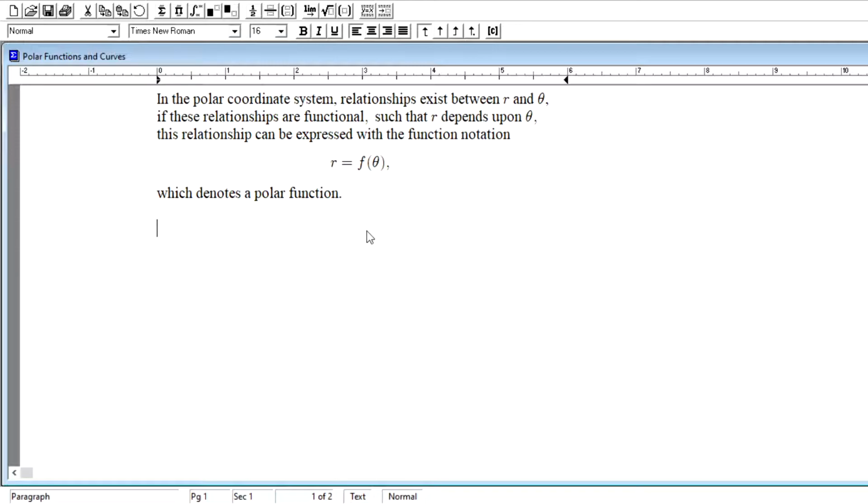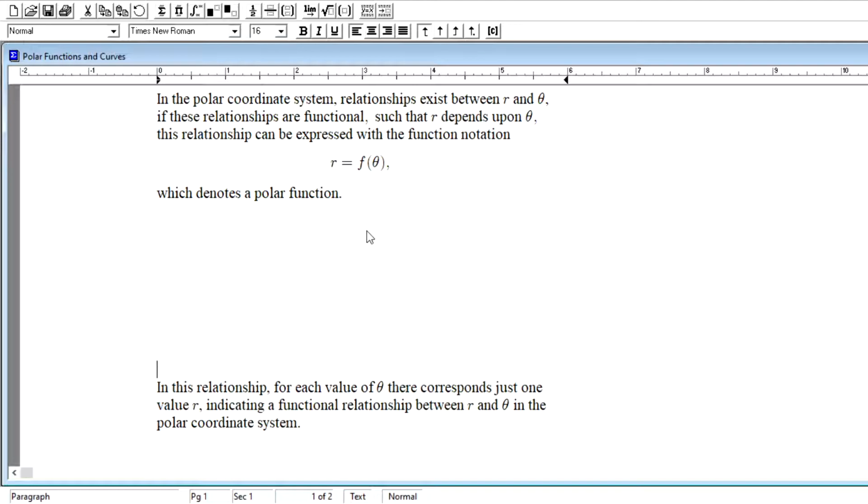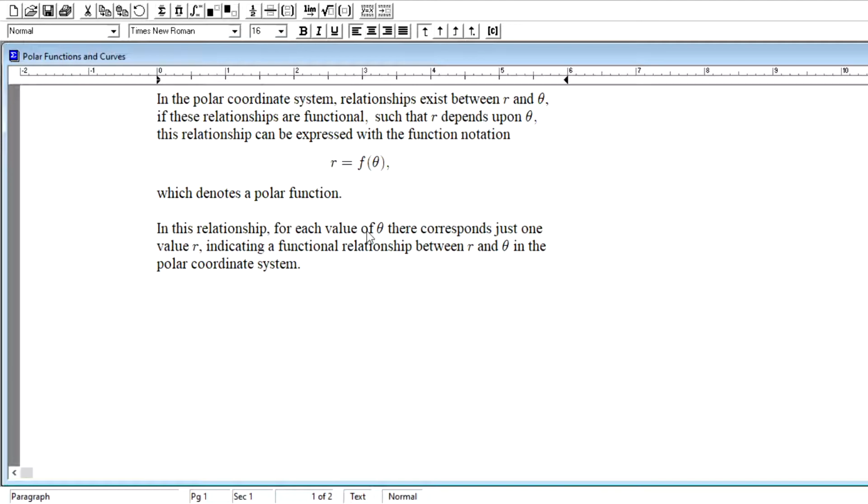Here we have the idea of a function, which means we have a relationship where for each value of theta, there corresponds just one dependent value of r. There corresponds just one radius measurement r, right? No matter what angle measurement we happen to be at in the relationship, theta, there'll always correspond just one value of r, indicating this functional relationship.